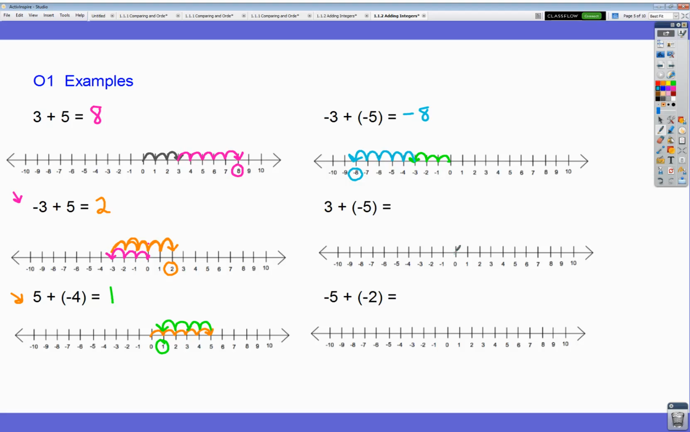Okay, next example, start at 0, move the distance of the first number, +3, so we move 3 to the right.